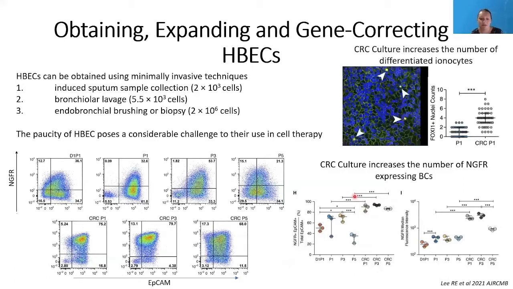In addition, with the CRC culture technique, Scott also showed that it's able to increase the number of differentiated ionocytes from these cells. And as we know, the ionocytes have been identified as being a hub of CFTR activity. So being able to maintain a stem cell that is able to successfully give rise to ionocytes could have a significantly better impact as a cellular therapy.